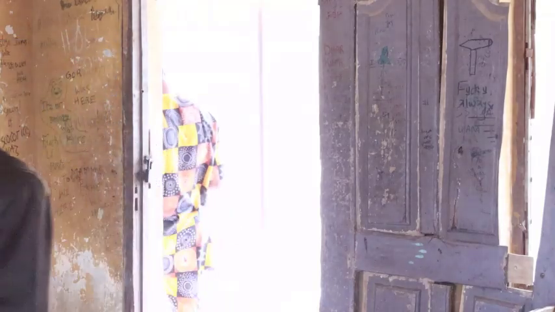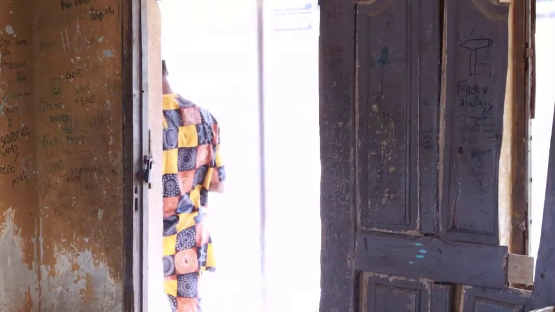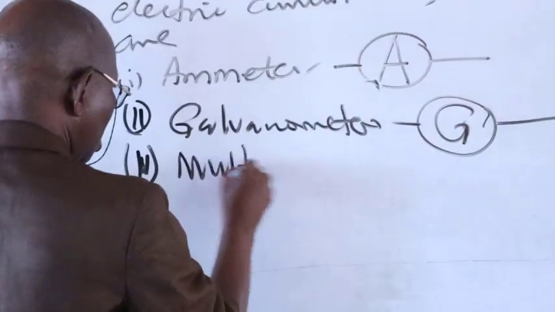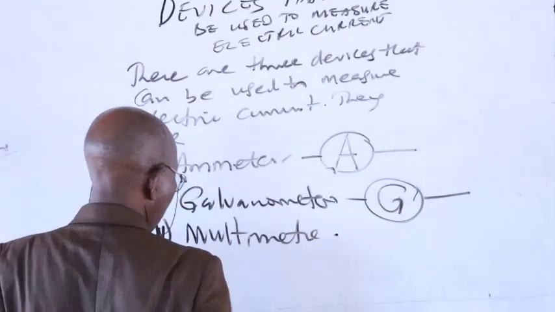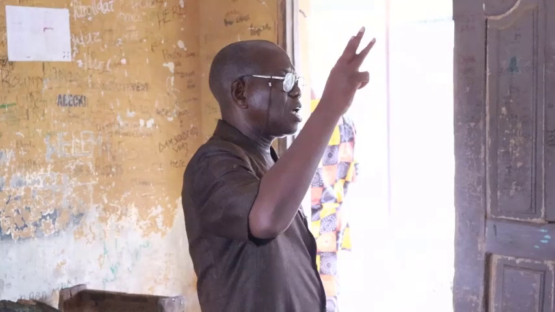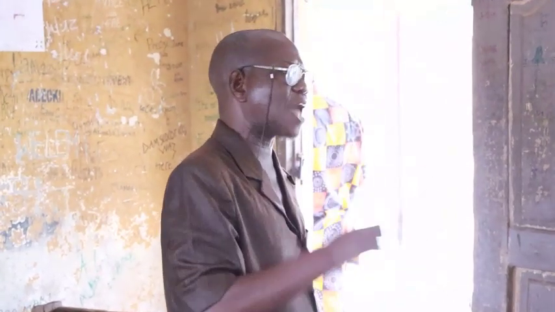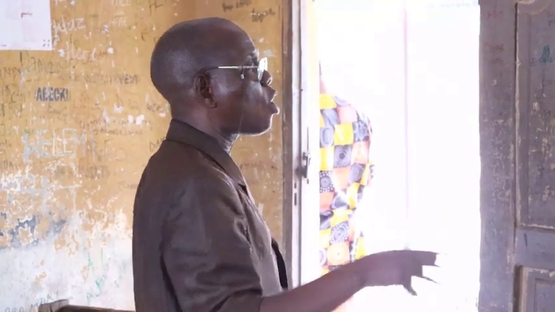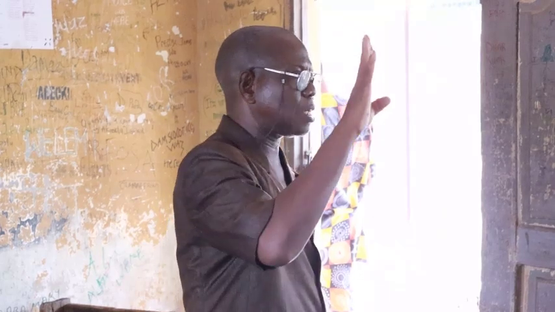So another device that can be used to measure electric current is called the multimeter. The multimeter we are talking about is just like when we say multi-purpose. It means it's a device or instrument that can measure 2 or 3 types of things. Multimeter measures electric current, potential difference, and resistance. 3 in 1.